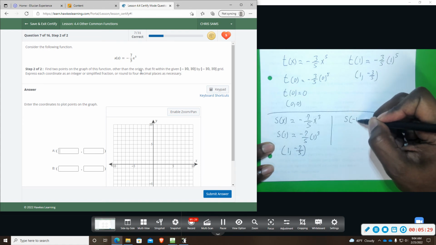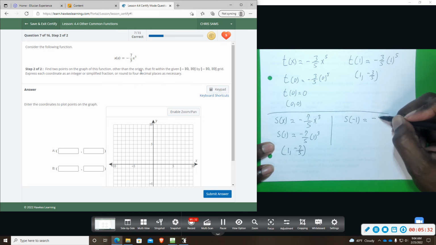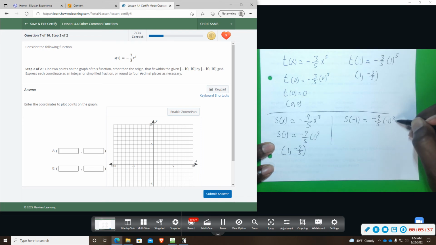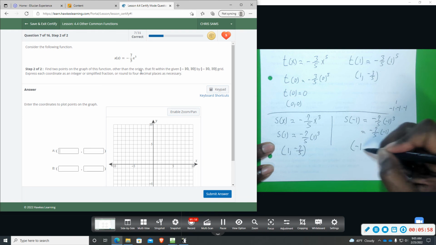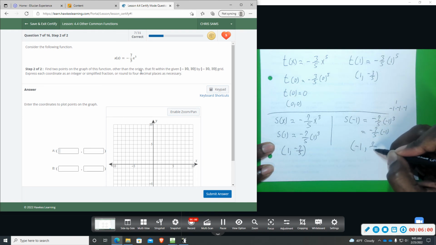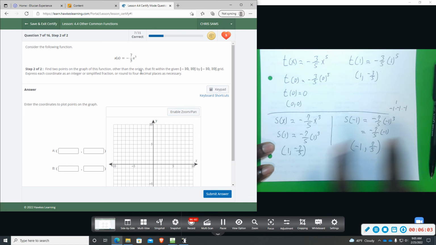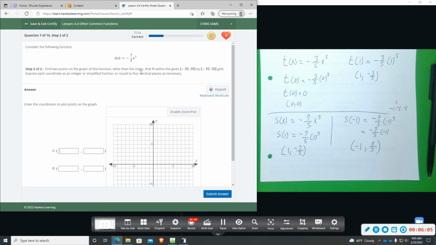Those are really easy to work with, 1 and negative 1. Negative 7 over 5, and then we have negative 1 to the third. So here we're doing negative 1 times negative 1 times negative 1. Negative times a negative is a positive 1, and then a positive 1 times negative 1 goes right back to negative 1. So I end up with negative 7 over 5 times negative 1. And then a negative times a negative is a positive, so I get the ordered pair negative 1, and this becomes a positive 7 over 5. Okay. So that would be better to use. It should accept it this time.